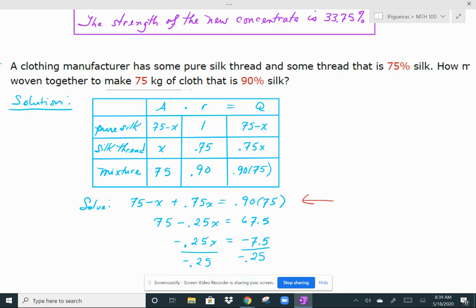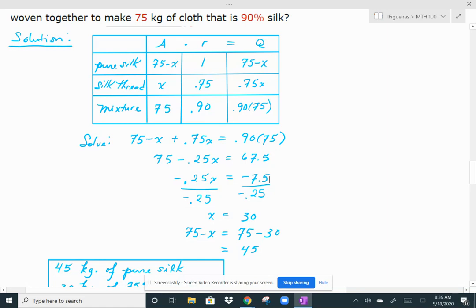So that's what we have written here. The quantity of pure silk plus the quantity of the silk thread gives you your new mixed silk thread. All right, so here, minus x and 0.75x combine to give you minus 0.25x. So that's on your second line. And then 0.90 times 75 gives you 67.5. Then you need to get your x alone on one side and your constant on the other. Subtract 75 from both sides. You get negative 0.25x equals negative 7.5. Divide by negative 0.25, and you get that x is equal to 30.